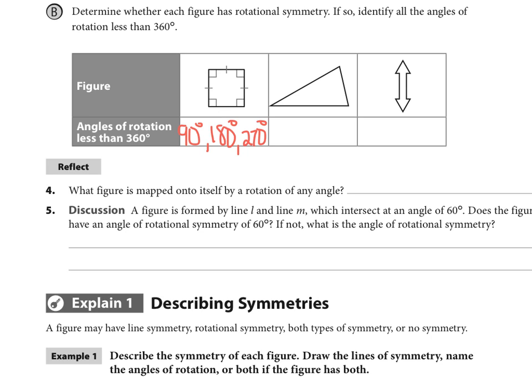This triangle, there's no way I can move one of those points to the other and have it look the same. Now this arrow is pretty interesting. Do you see that if I took this point here and rotated 180 degrees, that shape would still look exactly the same? So it has a 180-degree angle of rotation. And that is all that I am going to do tonight in the video, and we'll get into it a little bit more tomorrow during class. See you then.